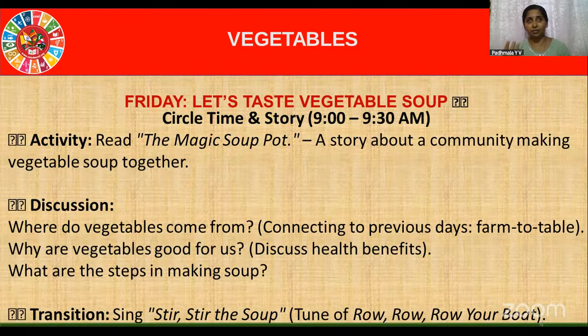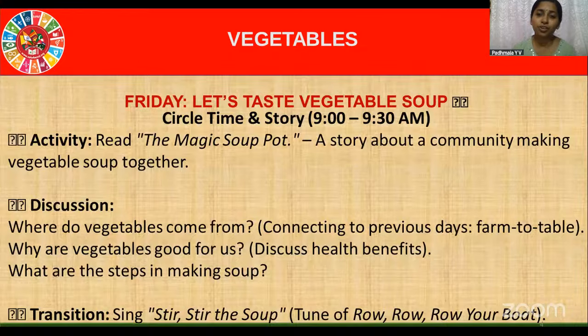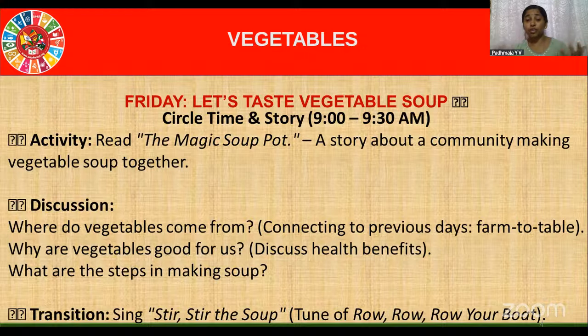You can make this rhyme into your mother tongue and teach the children so that they will enjoy, and include the rhymes and story together so that they will enjoy a lot.